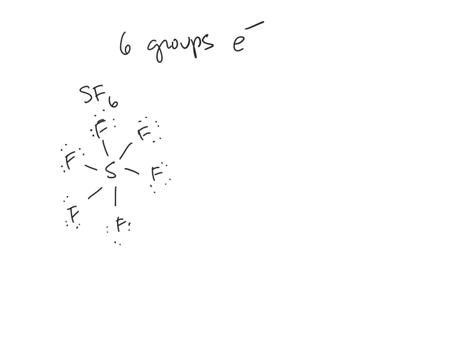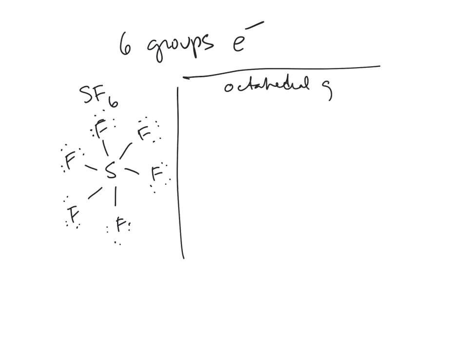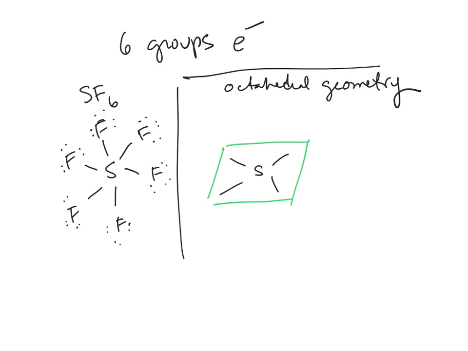Okay, so this is the octahedral, right? 6 groups of electrons. Octahedral geometry. Okay. And for this one, you draw that square. It's kind of a skewed square. Sulfur in the middle. You got 4 bonds in the square, 1 above and 1 below.